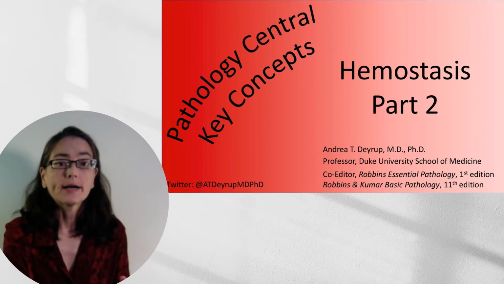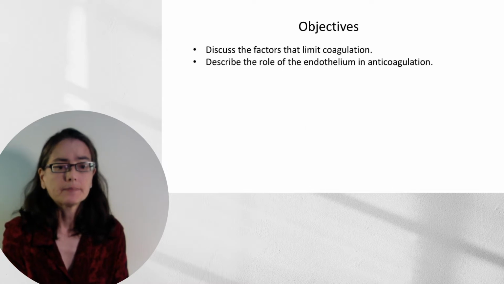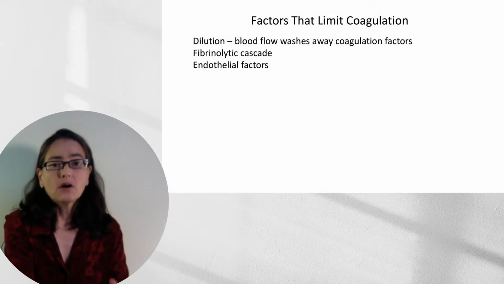procoagulant or anticoagulant. So in this video, we're going to discuss the factors that limit coagulation, and more specifically, the role of the endothelium in anticoagulation. So these are, broadly speaking, the three things that are going to limit coagulation. The easiest one, and one that won't require much discussion at all, is dilution. So blood flow is going to wash away coagulation factors.